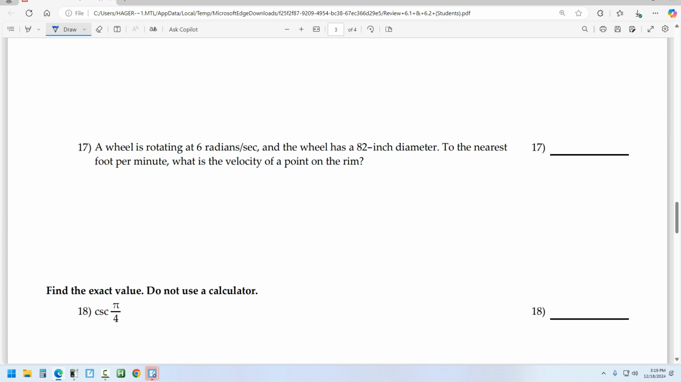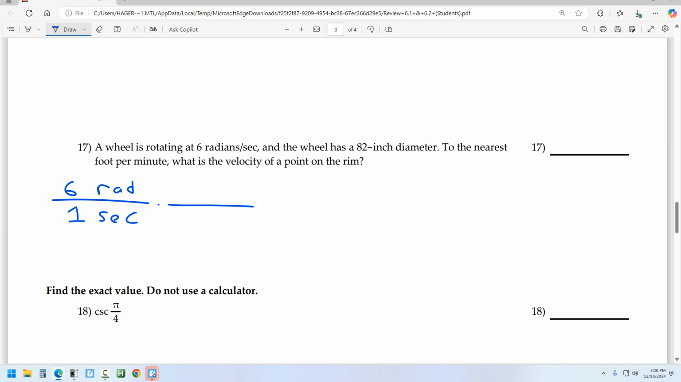17 says that a wheel is rotating at 6 radians per second, has an 82-inch diameter, and they want us to get feet per minute out of the velocity. So what do they tell me to start with for the velocity? What do I know? 6 radians per second. Now, what's the time unit that they want me to get for my final answer? Minutes. So let's deal with that first.